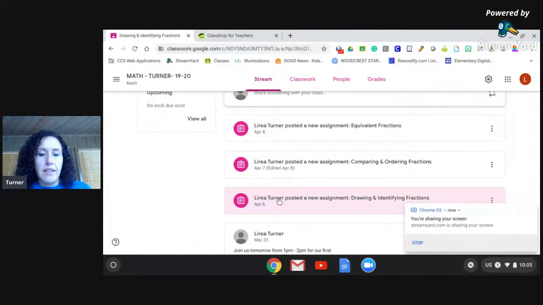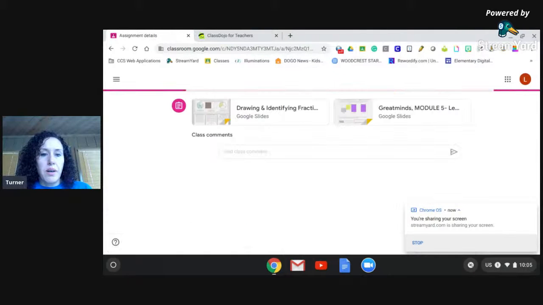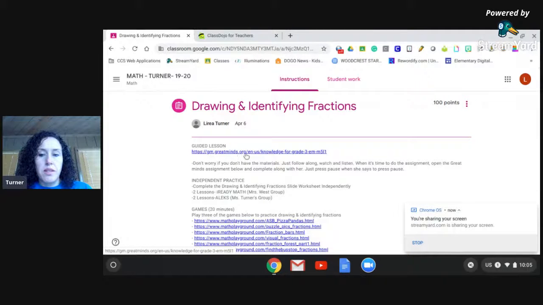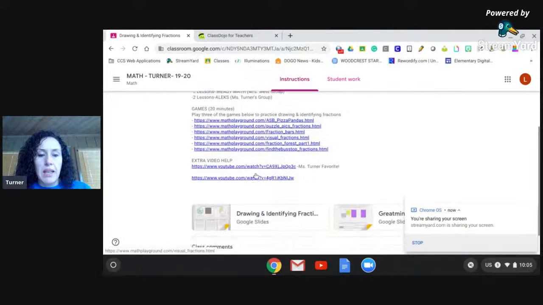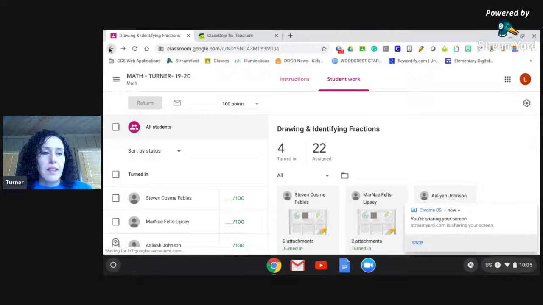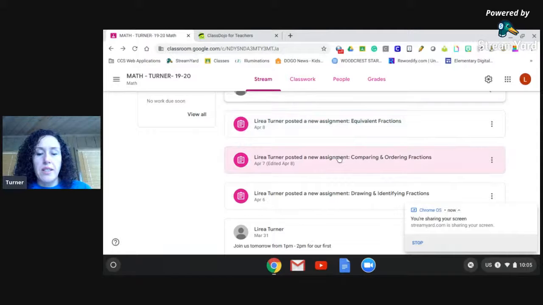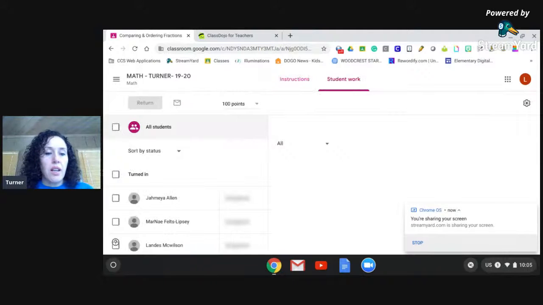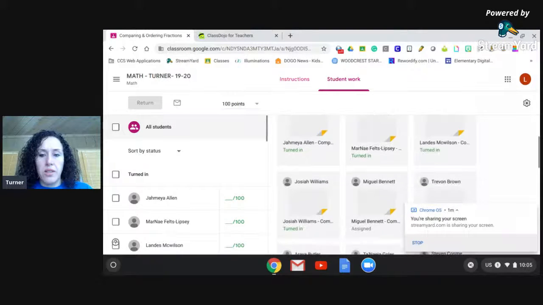This drawing and identifying fractions. In the instructions part, it says what to do. This is a video and you walk through it. And then these are some games to play. But these 2 things are the things that you need to do and turn in, okay? That's the first fraction lesson that we needed to do. I think we did that Tuesday. And then this comparing and ordering fractions, that's what we did yesterday. And I saw you log in and you were with us, but I don't see yours turned in.